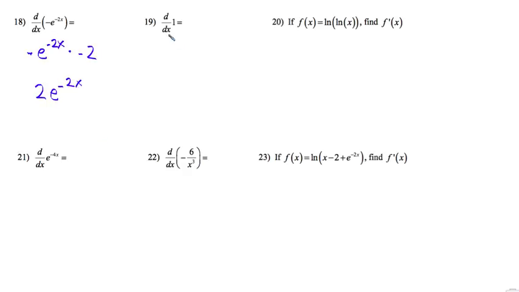All right, 19. The derivative of 1. What is that guy? It's the derivative of a constant. Derivative of a constant is always, yep, you got it, 0.